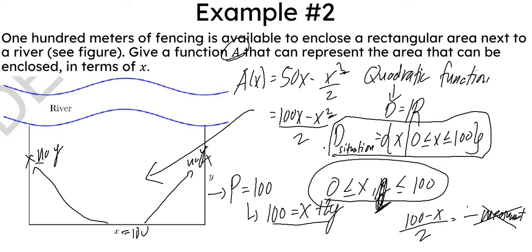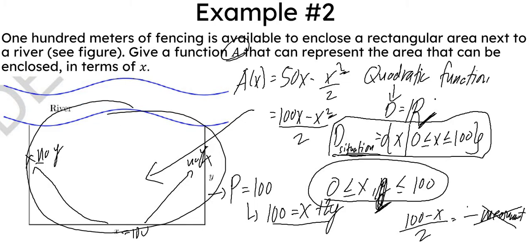Now, please do take note that we keep on identifying the domain not just based on its equation, but based on the situation, because we know that there are some values that cannot really be in the situation, such as this one, even though the domain allows it to be. So that's why we have to identify that one.